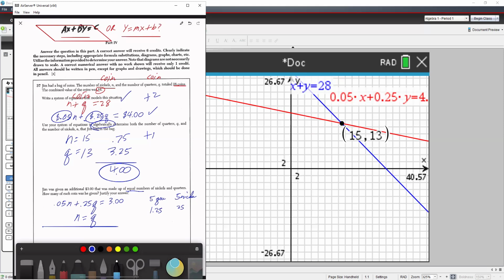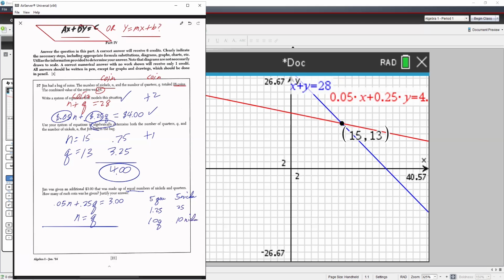So let's jump up. Let's double it. So let's say we had 10 quarters and we had 10 nickels. How much would that be? Now, if those are the right numbers, it should be $3. So 10 quarters, that's 10 times 25 cents, so it's going to be $2.50. And 10 times a nickel is 50 cents. So look, I found it. It's 10 quarters and 10 nickels. That's the answer, because if you add these together, that's $3.